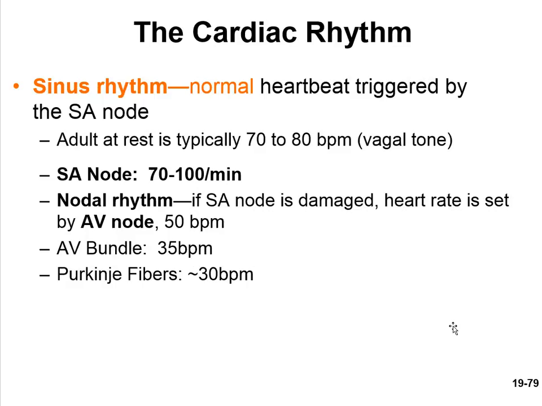Normal heartbeat is called sinus rhythm. Remember, it's controlled by the sinoatrial node, or SA node, typically between about 70 to 80 beats per minute. That's also called vagal tone.